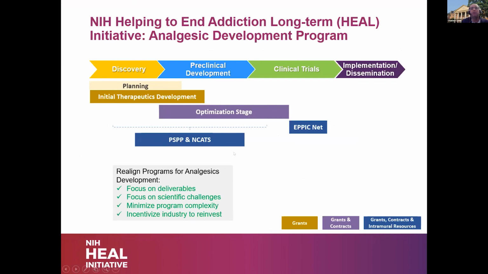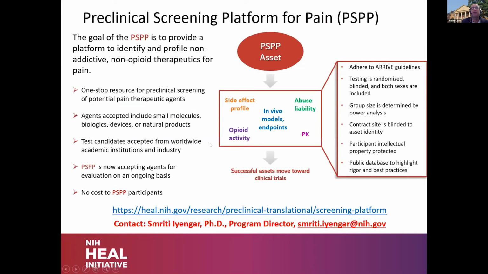I'm going to give you a highlight, but the first one I want to talk to you about today is the PSPP. Again, it's a one-stop resource for clinical screening of potential pain therapeutics. It's now accepting agents for evaluation on an ongoing basis. It's no cost. The intellectual property is, again, protected. It can go through and have side effect profiles, abuse liability, PK, animal endpoints, opioid activity, amongst others. Smriti Ingar is the contact here, and please reach out to her.